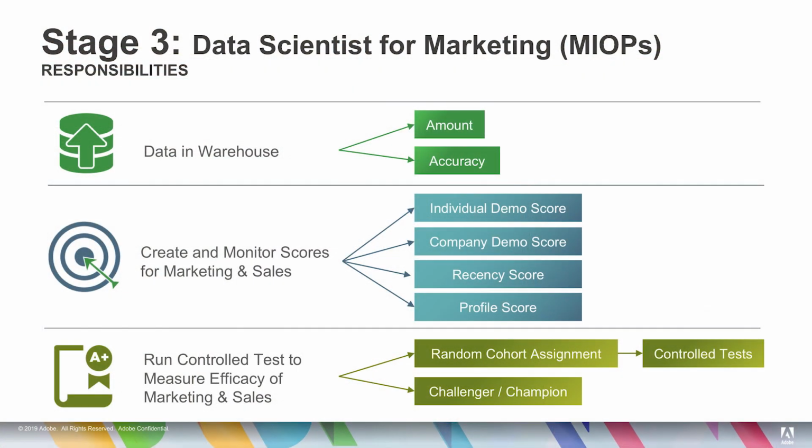And then the last thing that the MIOps team is really key for is being able to run and measure controlled tests of marketing and sales. This is important because you can do what I call random cohort assignment. I've written about this before, and it's in the links, so you can hear some more about this. But basically, we have the ability to put individuals in cohorts that will stay with them throughout their life in our marketing automation system.